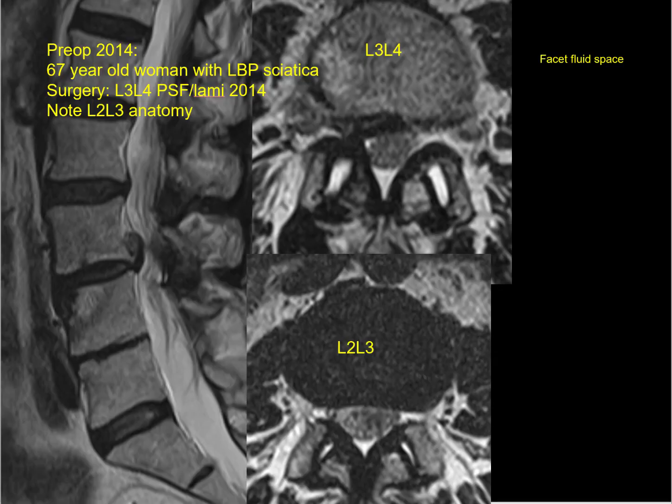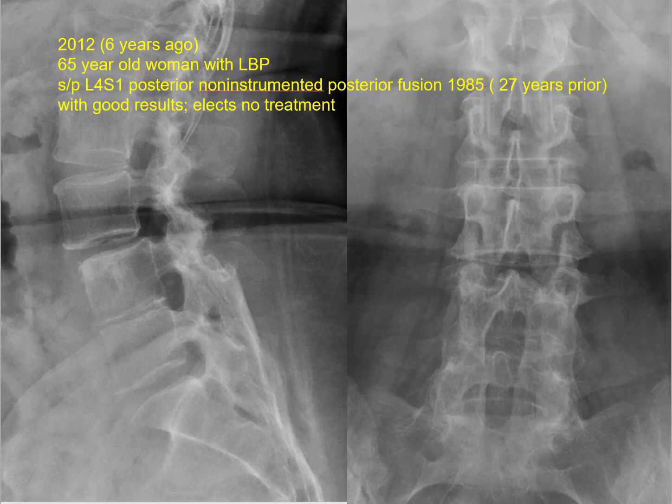Happy New Year. So this is case-based learning. We're going to start with this patient 6 years ago. I dug up an x-ray from 2012. She's a 65-year-old woman who presented with low back pain. She had a previous L4-S1 posterior non-instrumented fusion in 1985, 27 years ago. She had very good results, and you can see here AP and lateral views.